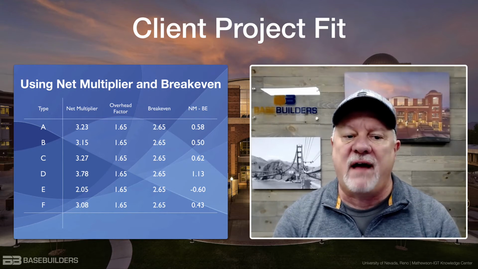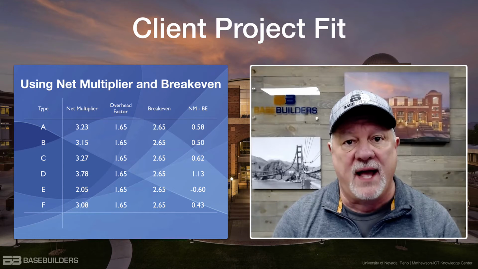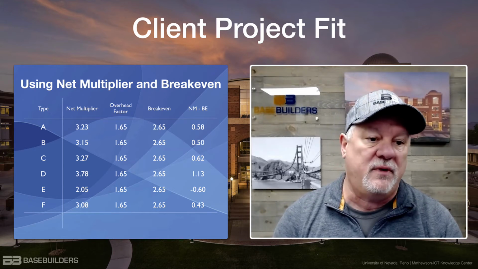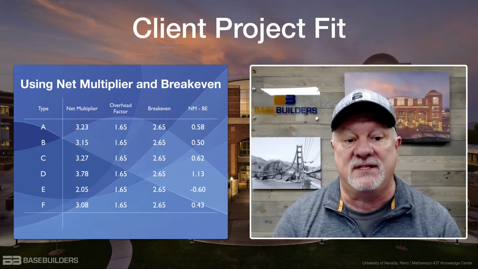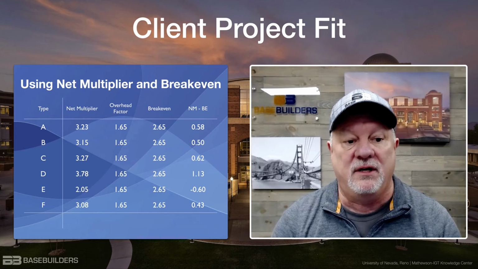Now, the overhead factor and break-even columns, they're not necessary. You can see it's the same number all the way down. I just wanted you to see how we got to it. So we assumed an overhead factor of 1.65. And then, of course, the break-even is always 1 plus your overhead factor.